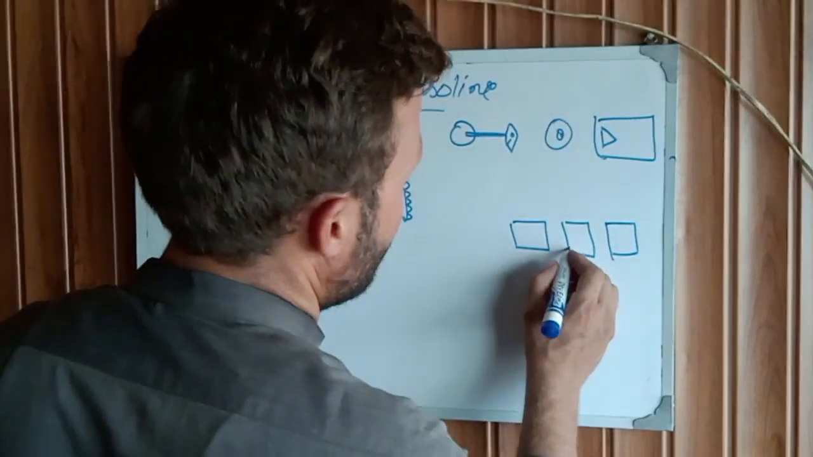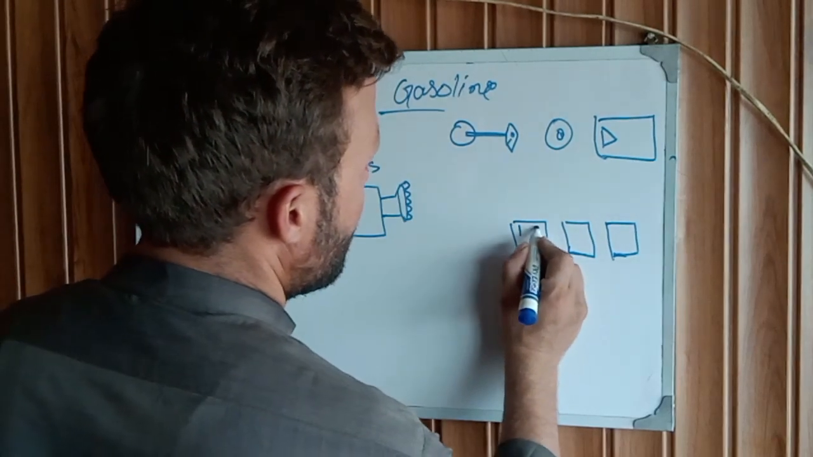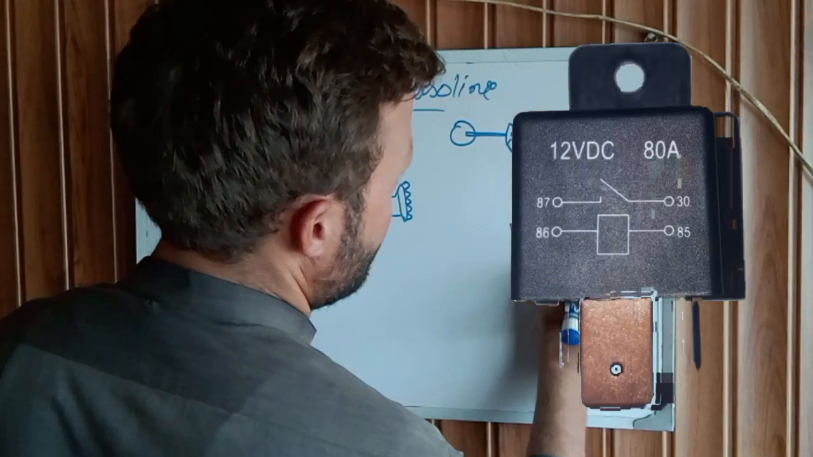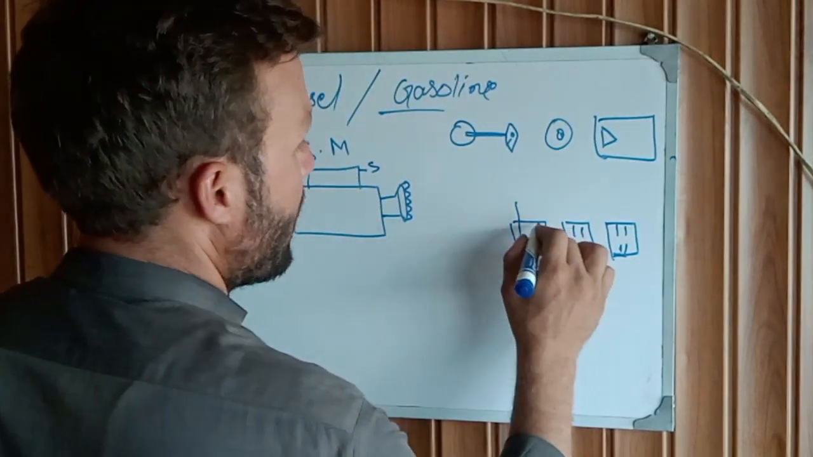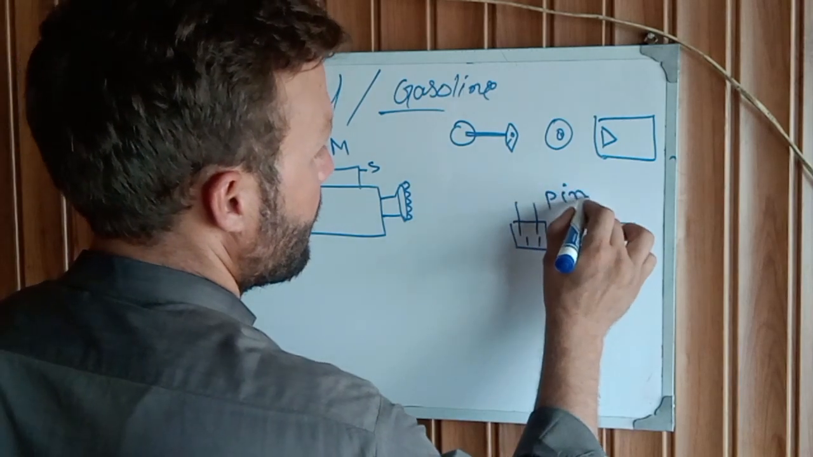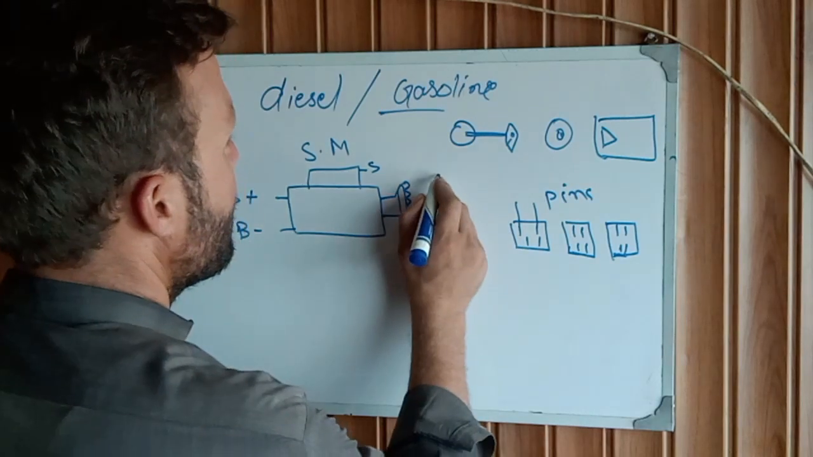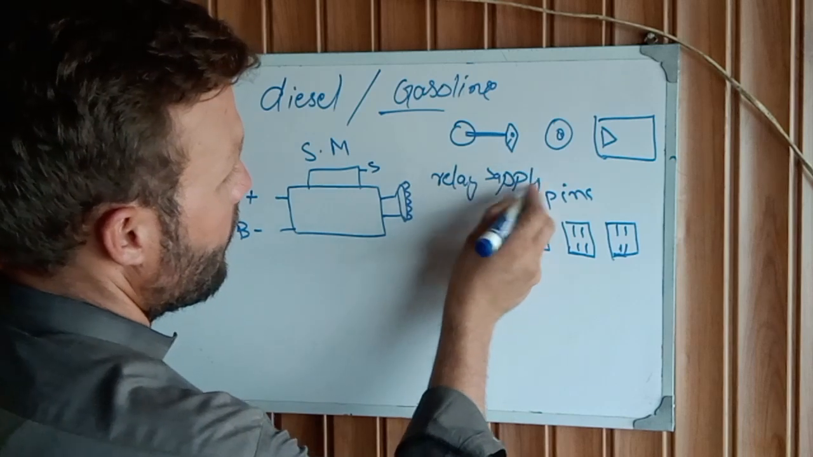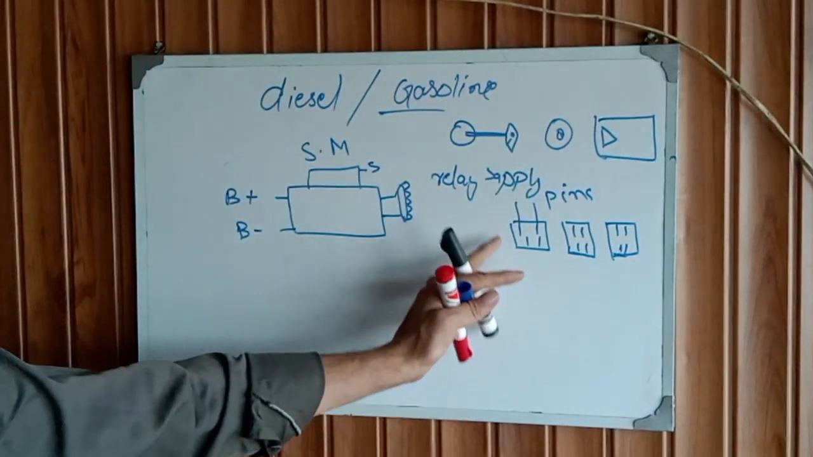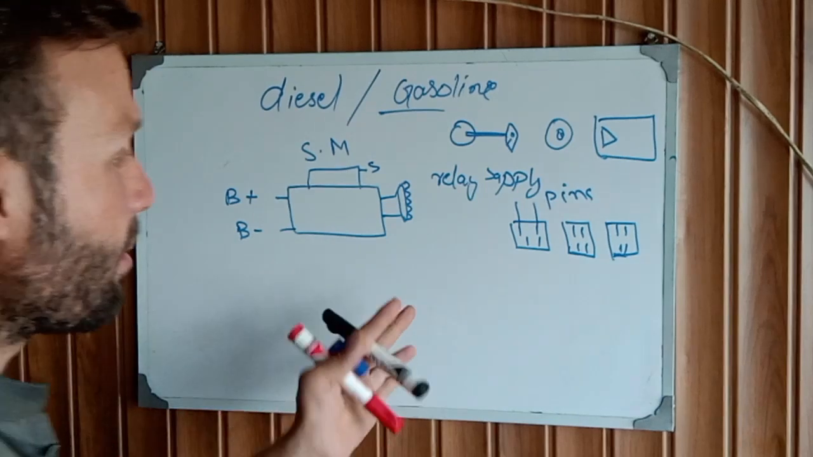What is the actual function? This is our four pins relay. This has four pins. These two pins of each relay are the relay supply. Okay, that means this relay needs power, ground and positive voltage.